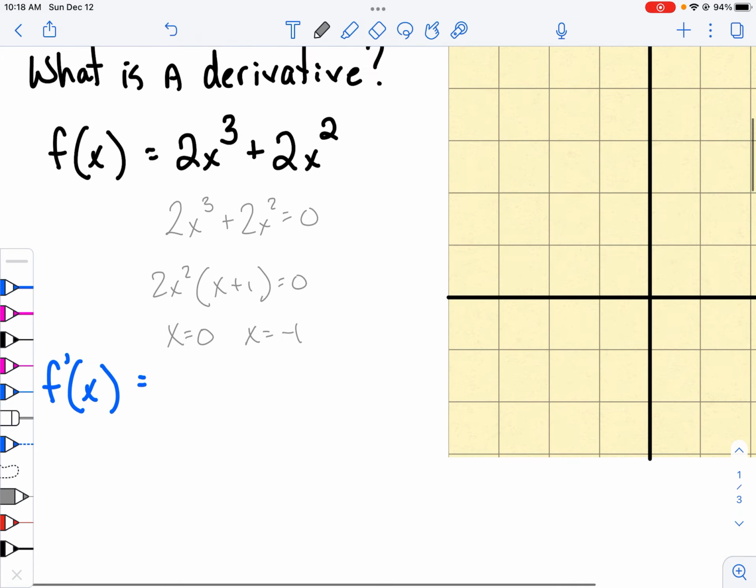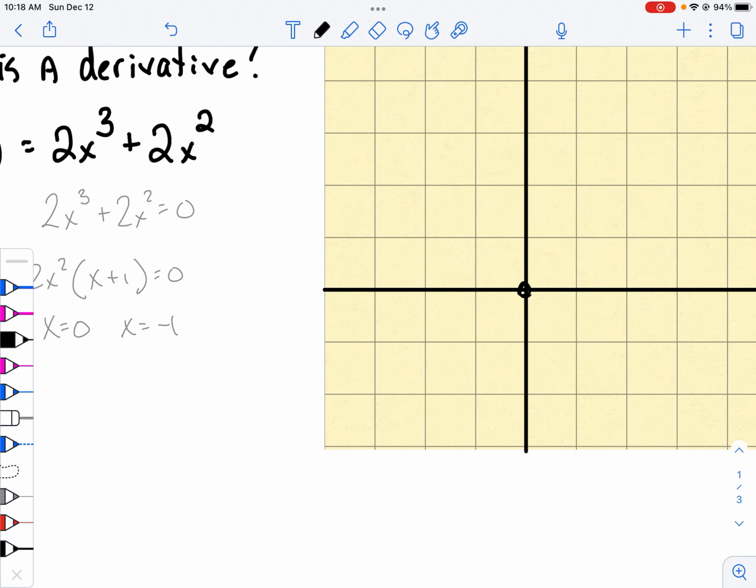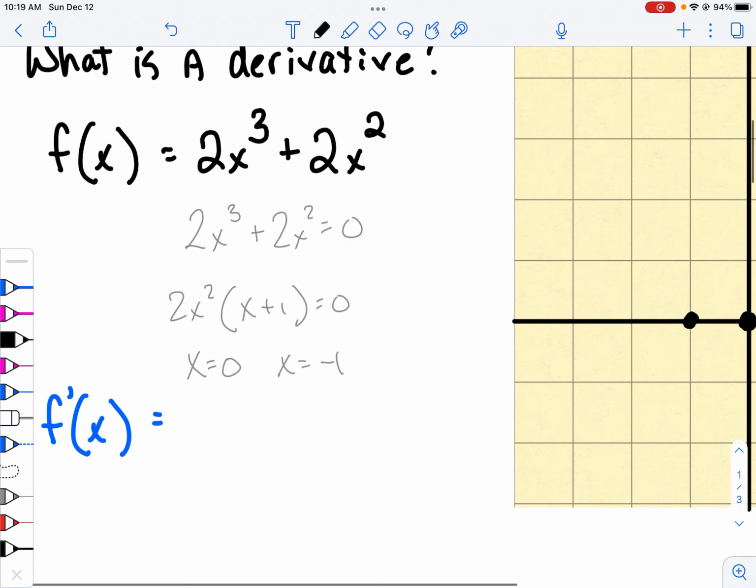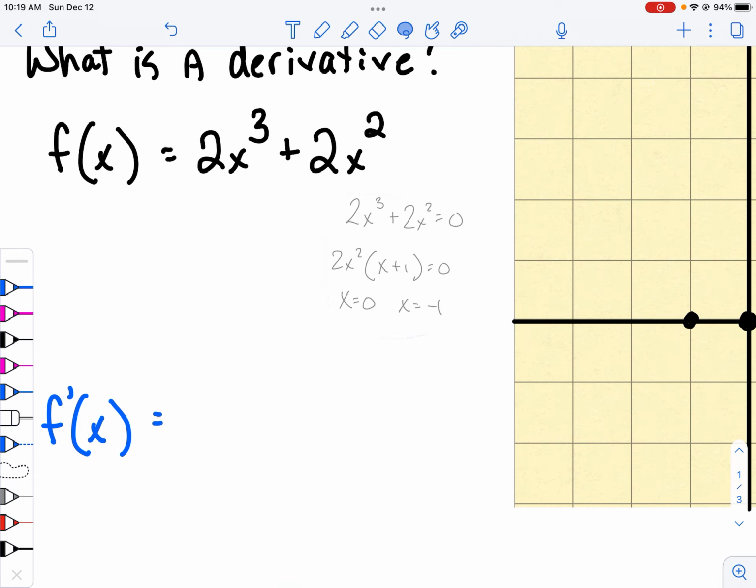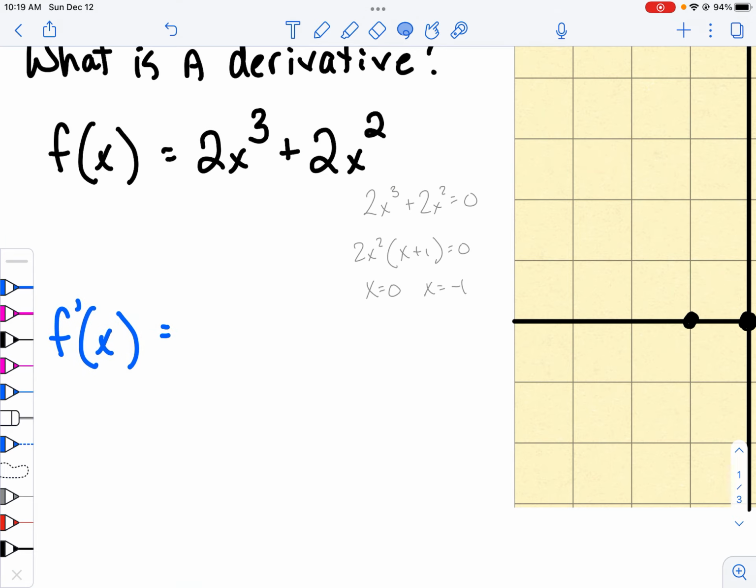So I'm going to come over here to my graph. I'm going to graph x equals 0 and x equals negative 1. There's my x equals 0 and my x equals negative 1 with some really nice, obnoxiously big black dots. All right, let's move this stuff off to the side. If we need it again, we'll be able to look at it. Now let's take a look at our derivative and what in the world it does for us.